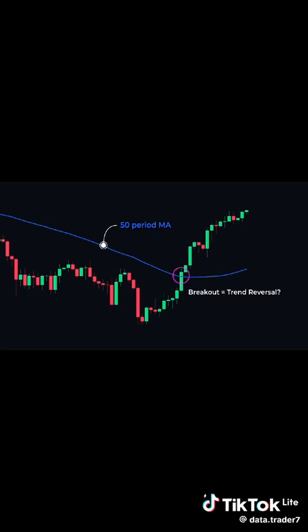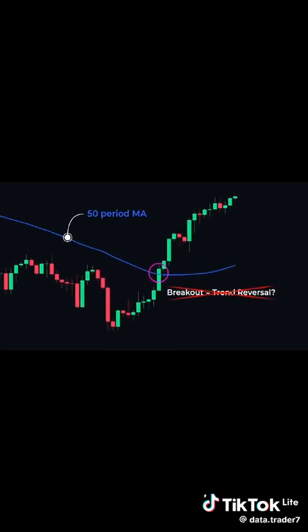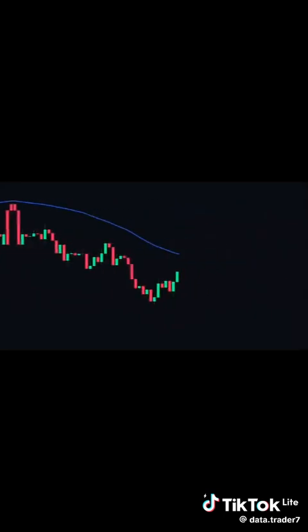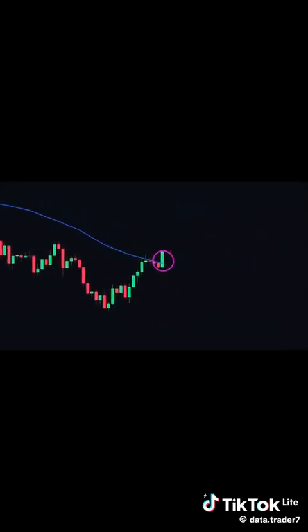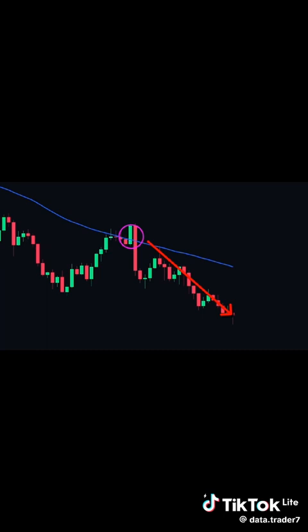Although this is a common idea, we should actually avoid relying on breakouts if we want to spot trend reversals, because false breakouts happen all the time. Like in this example, price broke out above the moving average, making traders think a trend reversal is coming, only for it to reject and come back downwards.